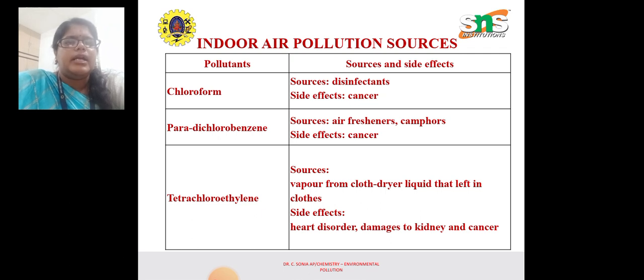Next is para-dichlorobenzene. Sources: air fresheners, camphors. Side effect: cancer. We use air fresheners inside the closed doors of a home, and para-dichlorobenzene is really harmful. The next is tetrachloroethylene. Source: vapors from the dry-cleaning liquid left in clothes. Side effects: heart disorders, kidney damage, and cancer. We are not aware of this.